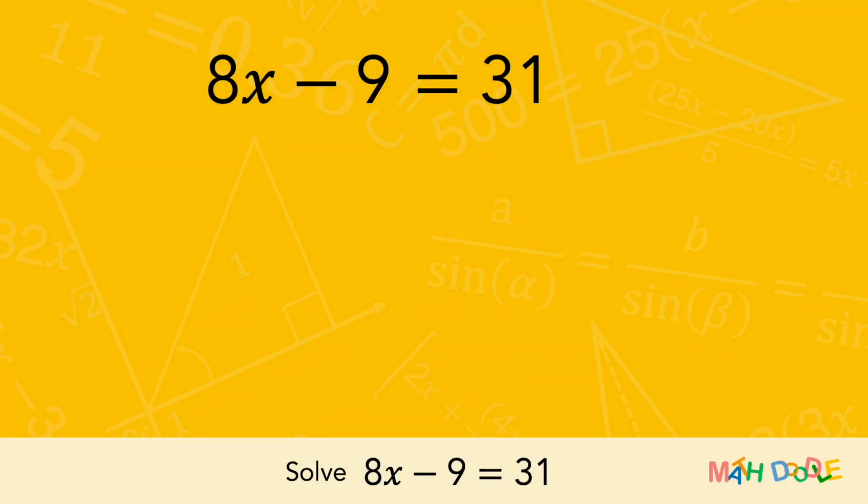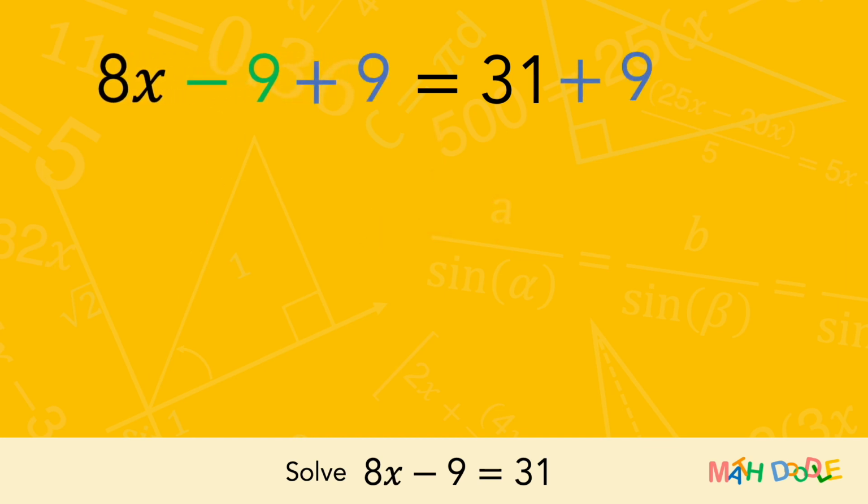Our goal in solving this equation is to find the value of x, which makes two sides of the equation equal. To do this, we are going to rewrite the equation so that the left side of the equation has only x. So, let's first eliminate 9 on the left side of the equation by adding 9.